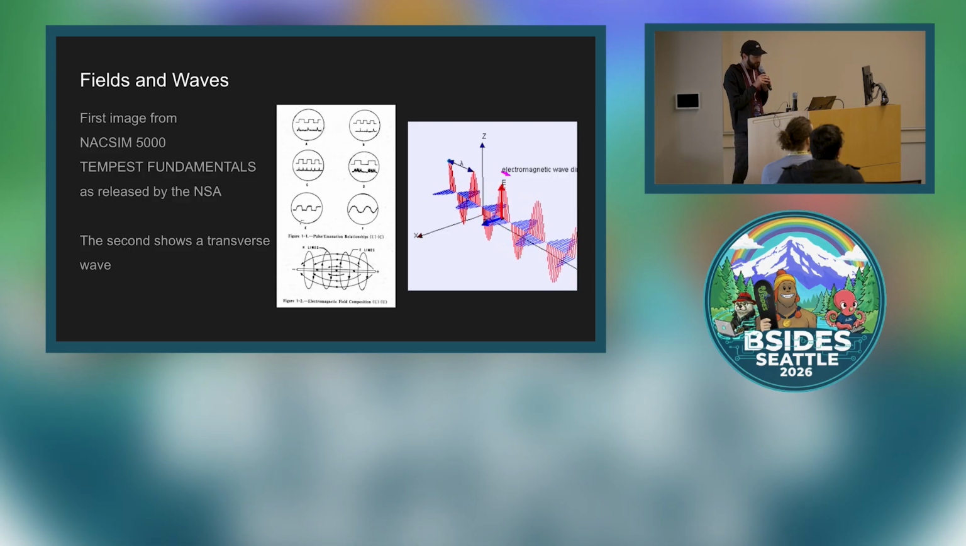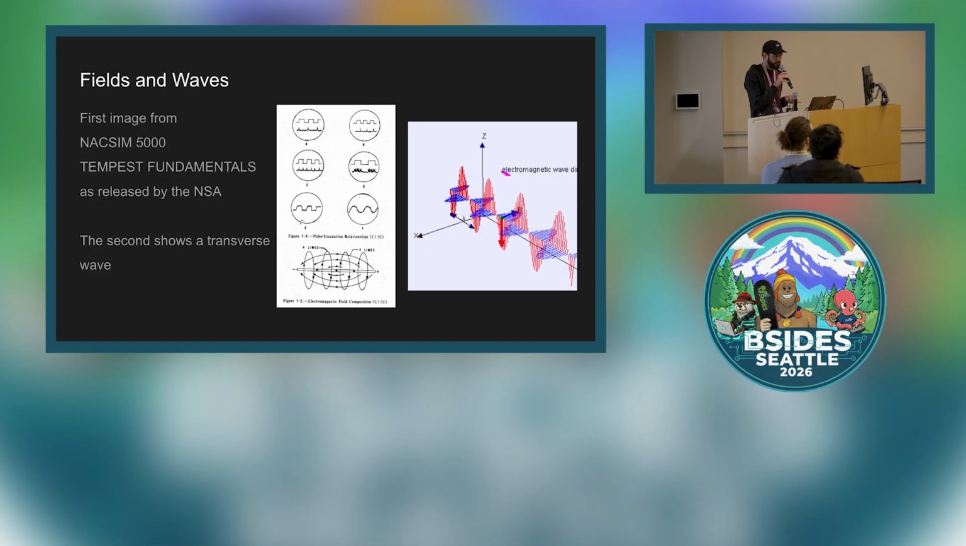So the big takeaway here is that the red is our electricity, the blue is our magnetism, and all of that is transferring data. It carries energy and momentum, but it does not carry mass. That's roughly what a wave is. And then according to the NSA, that bottom image is their representation of an electromagnetic field.